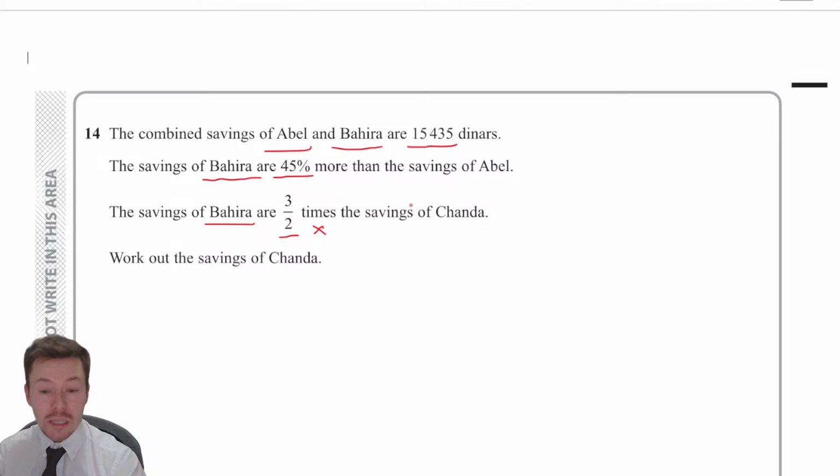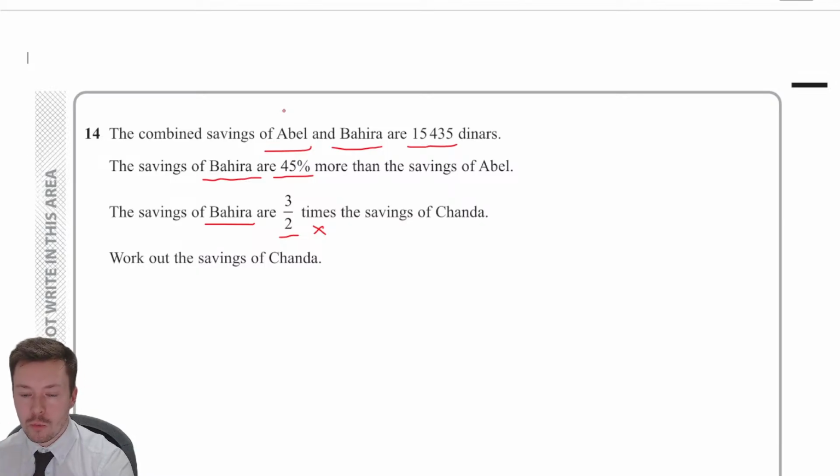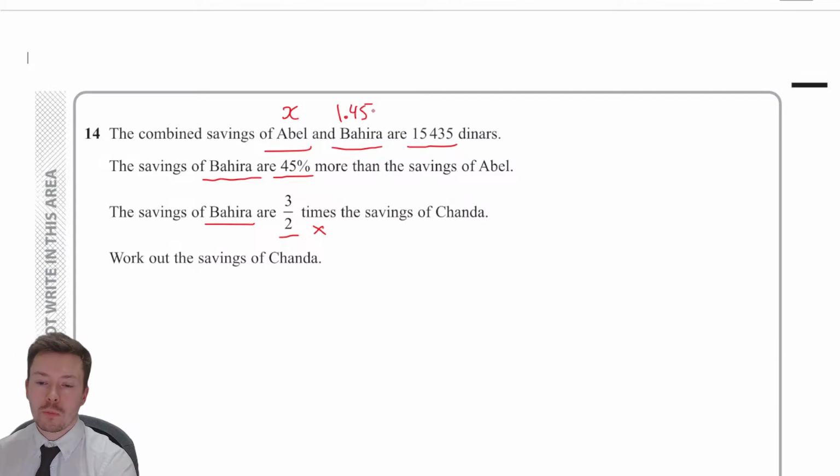Now, this is not the easiest problem because there's a little bit going on here with percentages of fractions. How could we write this? So, what we've got is, I'm going to introduce some letters here. So Abel would be, let's call that x, how much Abel has saved. And if Bahira's savings are 45% more, then the multiplier for an increase of 45% would be 1.45. So Bahira's would be 1.45x, 1.45 times Abel's amount.